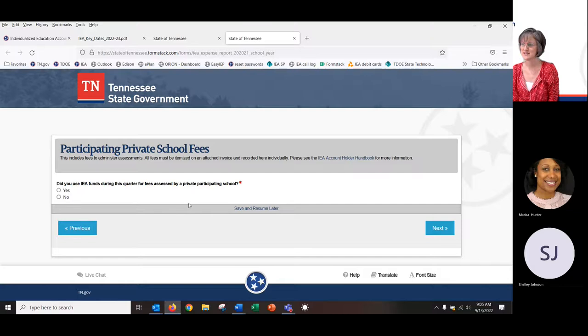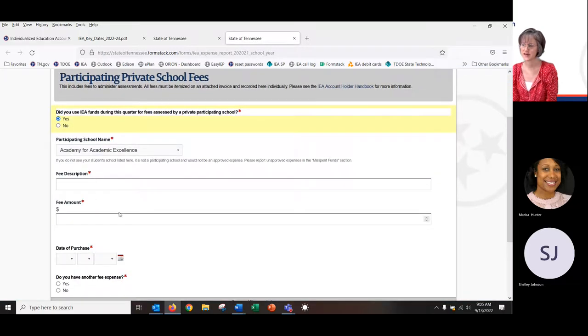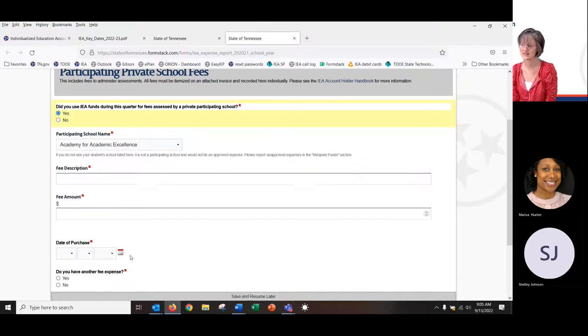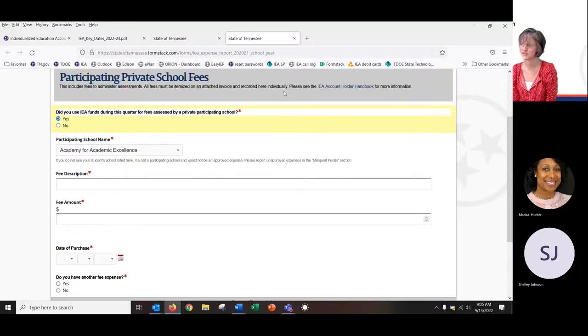So I'm going to move on to the next one where it asks, did you use any IEA funds this quarter for fees at your private school? And again, it gives you a little hint if you're doing any type of assessment at your school or your school charges fees that all students at that school are required to pay. Make sure you have that invoice, and we're going to record them here individually. So it asks for the description of the fee, how much it was, again, the date of purchase, and you can keep adding others there because remember it said we're going to record them individually.